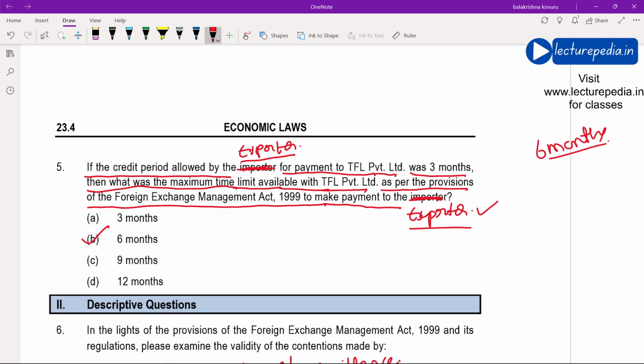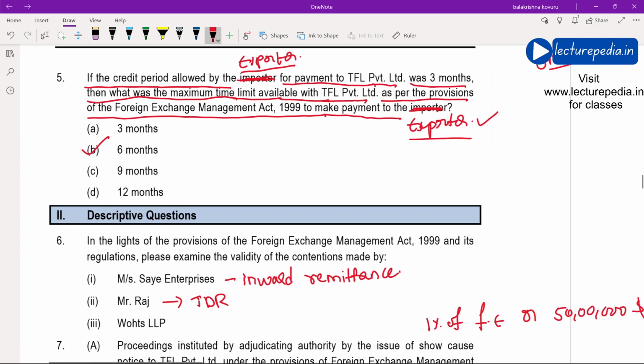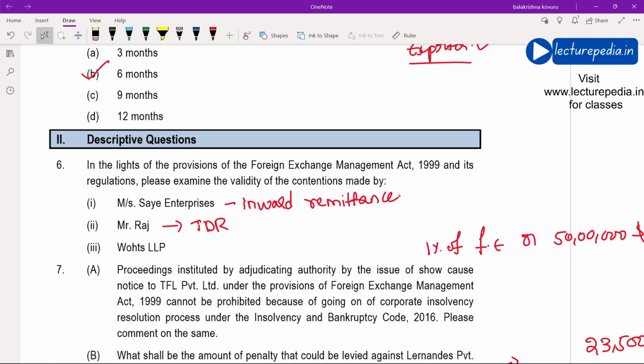By this, we have completed MCQs. Now we will be moving to descriptive questions. See, in the light of provisions of Foreign Exchange Management Act 1999 and its regulations, please examine the validity of the contentions made by Messrs. Sai Enterprises.